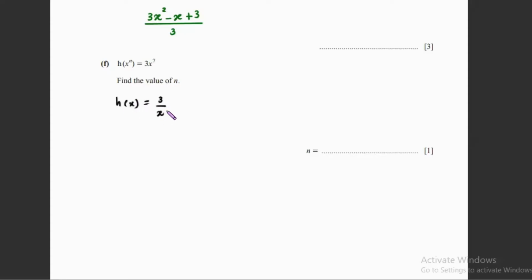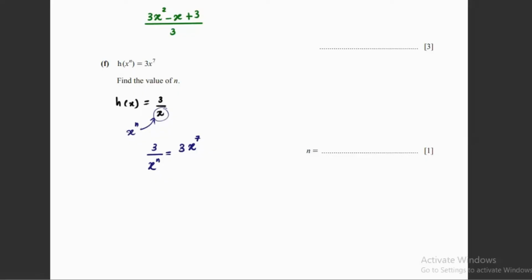That is how it's given in the question. Now here, within the brackets, we have x to the power n, which means this x is replaced with this x to the power n. So I can write it as 3 over x to the power n. This is only equal to 3 times x to the power 7. This is what we get.